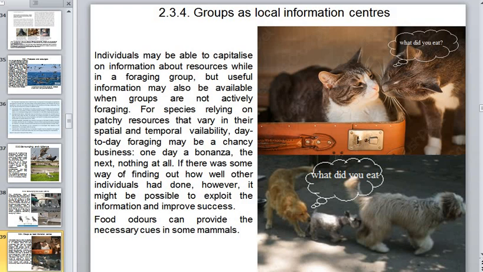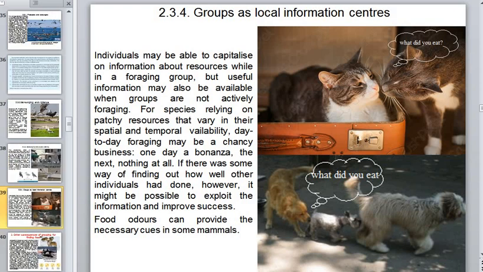One more group is local information centers. Yes, in a group individuals may be able to capitalize on information about resources while in a foraging group, but useful information may also be available when groups are not actively foraging. Relying on patchy resources that vary in their spatial and temporal variability, day to day foraging may be a chancy business. One day a bonanza, the next nothing at all. If there was some way of finding out how well other individuals had done, however, it might be possible to exploit the information and improve success. For some animals, food odors can provide the necessary cues.